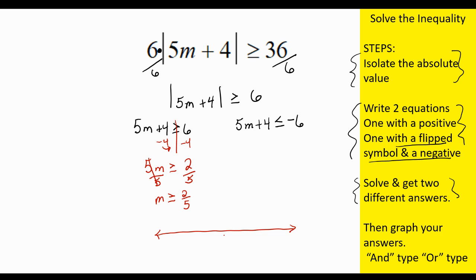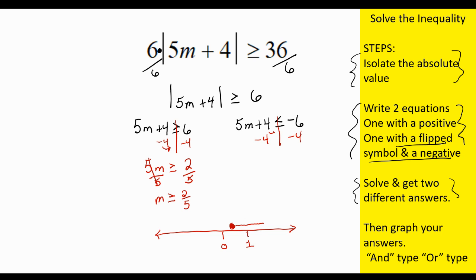So here's 0. Here's 1. 2/5 is somewhere in there. So we're just going to make a dot somewhere in between 0 and 1. So I'll just put it right here. And all the numbers greater than or equal to 2/5 will go this way. Okay, well, we don't know if it's going to match up or if we're going to need an arrow, so let's solve the other one and see what happens.